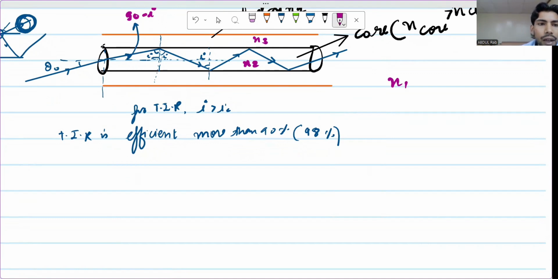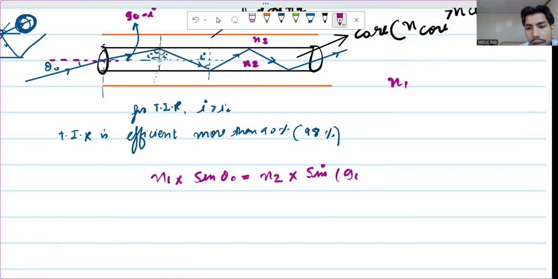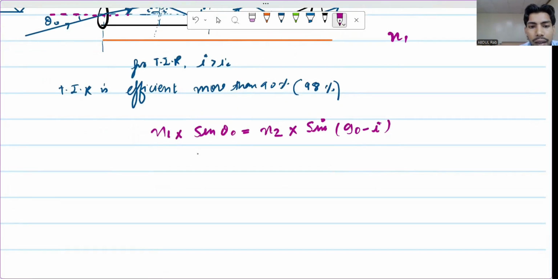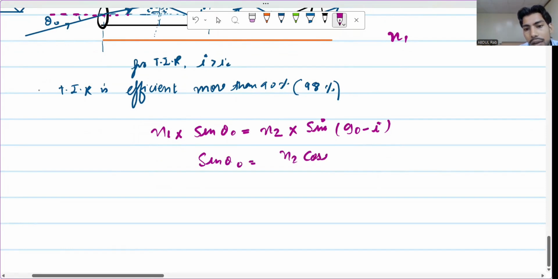Now, if I write Snell's law for the first refraction which is happening at the boundary of air and this core, then I can write that the refractive index of air, N1, into the angle formed in the air, that is sine theta naught, is equal to the refractive index of the core, N2, into the angle formed in that medium. This angle is nothing but sine of 90 minus I, right? Got it? So I can write that sine theta naught is equal to N2 sine of 90 minus I, which is cos I. So it will become N2 cos I divided by N1. That is the expression we got.